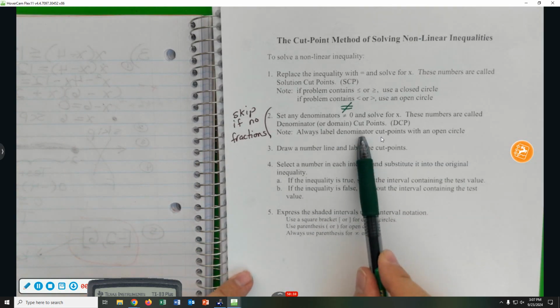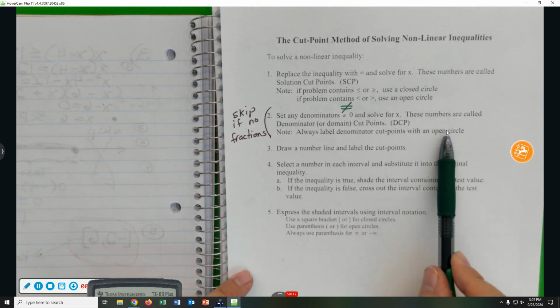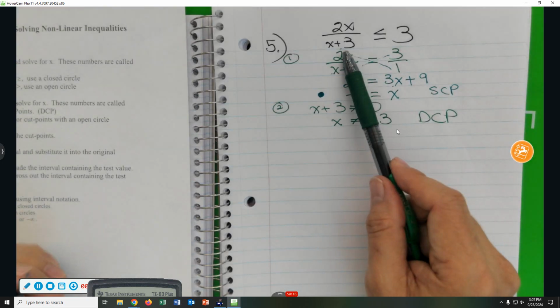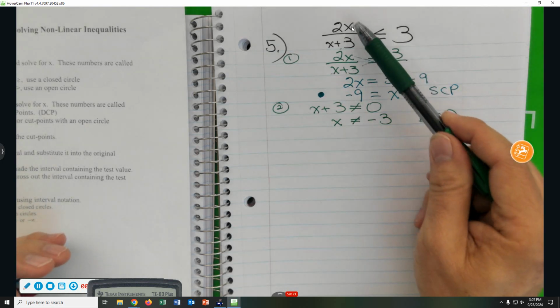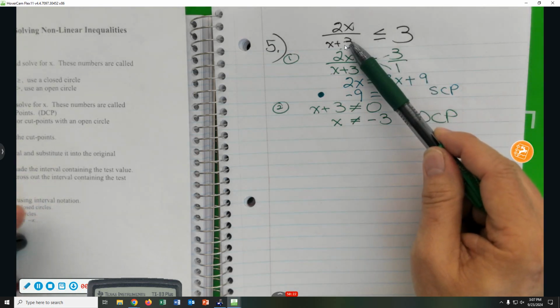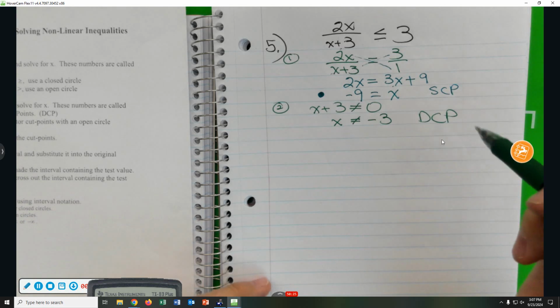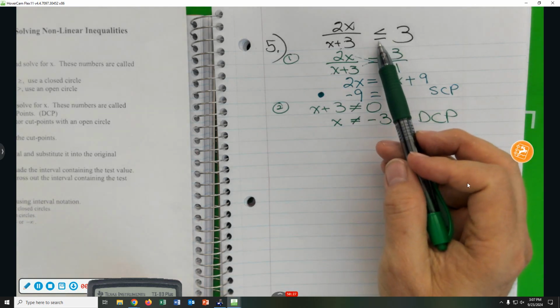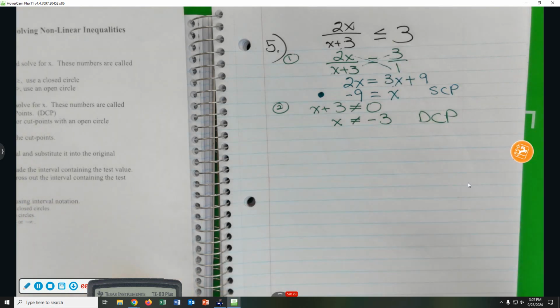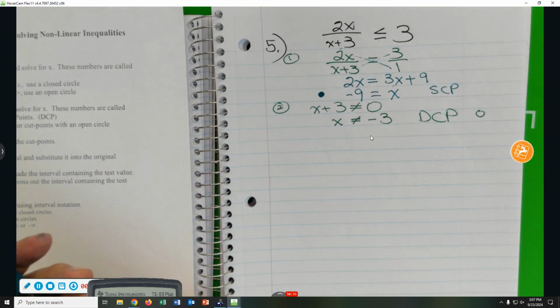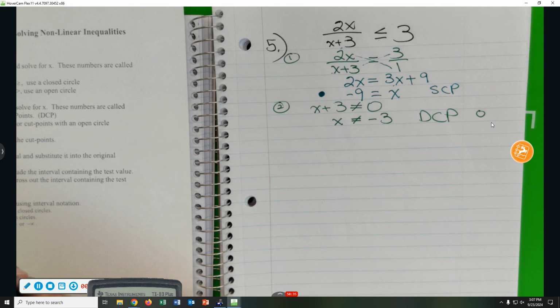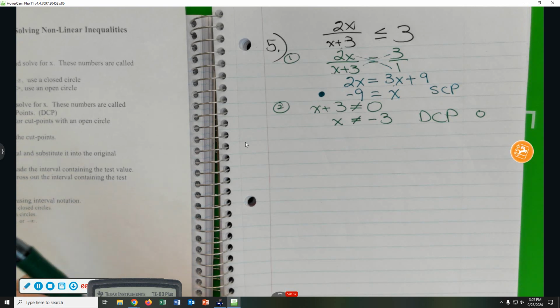Always label denominator cut points with an open circle. You never want a denominator of 0. If you tried to plug in negative 3, you get negative 6 over 0. That's undefined. So for denominator cut points, it doesn't matter what the inequality is. You always use an open circle. Any questions on our logic?